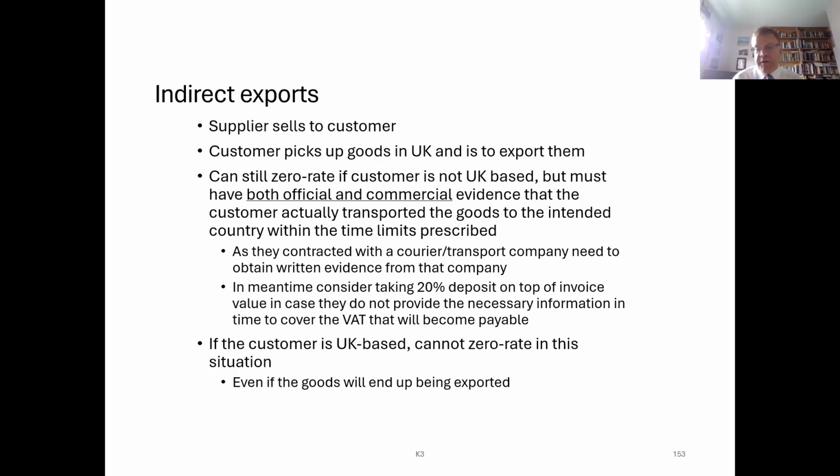As they contracted with a courier transport company, they need to provide written evidence from that company. In the meantime, if they don't trust the company, then they might consider taking a 20% deposit on top of the invoice, in case the company does not provide the necessary information in time, to cover the VAT that would otherwise become payable. If the customer is UK based, you cannot zero rate in this situation, even if the goods will end up being exported. You need to charge the 20%, and then the customer, when they export, will be able to charge zero rates overseas and reclaim that 20% as input.